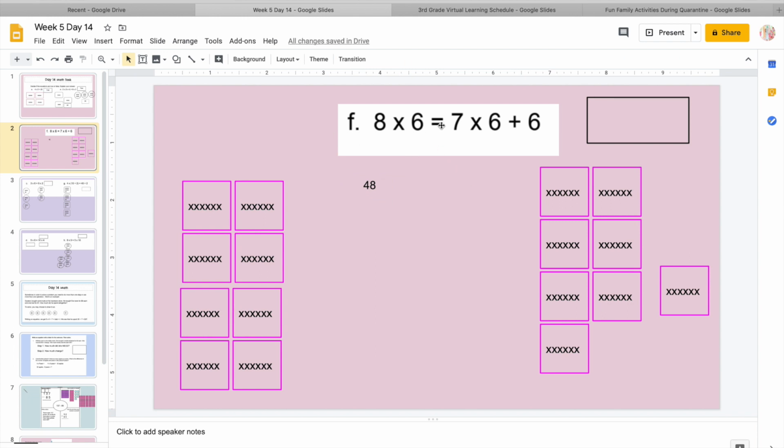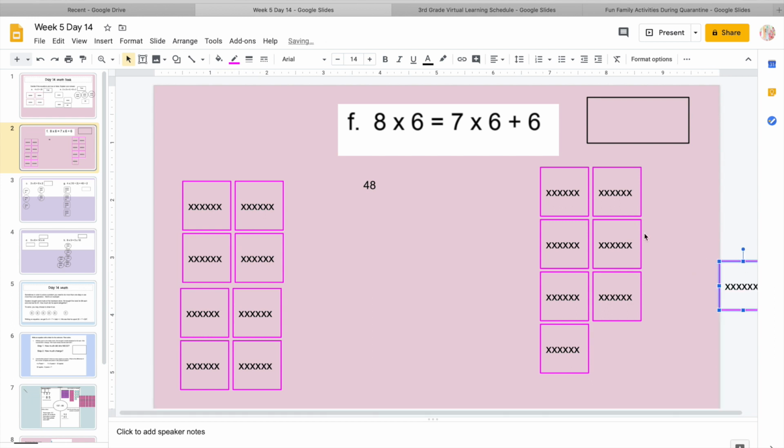Now, since I'm done with this side, I'm going to look over on this side. As you can tell, we have 3 factors, but we also have multiplication and addition. So all I'm going to do is look at this part first. I'm just going to look at 7 times 6. So I need 7 boxes. 1, 2, 3, 4, 5, 6, 7. And I'm going to move this one to the side for now. Inside each of these 7 boxes, I need 6 x's. So 1, 2, 3, 4, 5, 6.